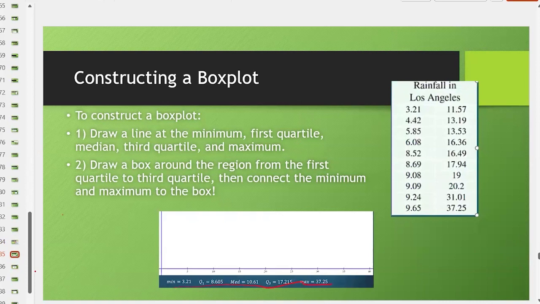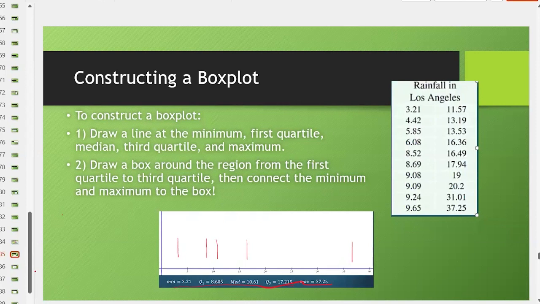The idea of constructing a box plot is very simple. We're just going to draw a line at the minimum, and a line at every point. So let's start with the minimum, which is at 3, which would be about right here. Q1 is at 8.6, which is probably about right here. We're going to draw another line. The median then is at 10.6, so just a little bit past it. Q3 is at 17.25. And then the maximum is at 37, so all the way over here.